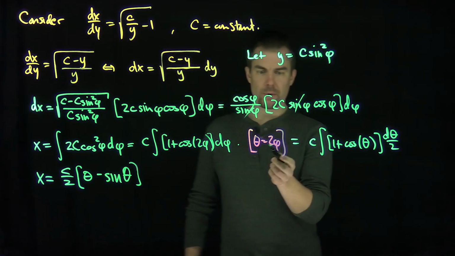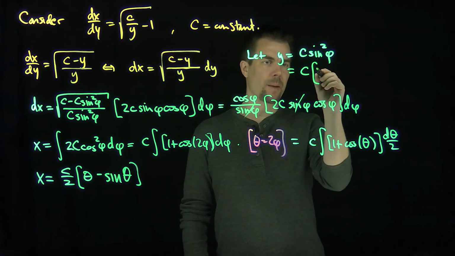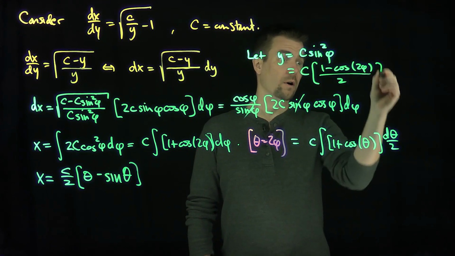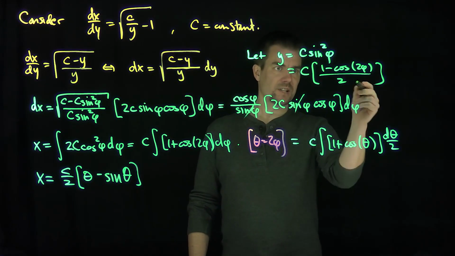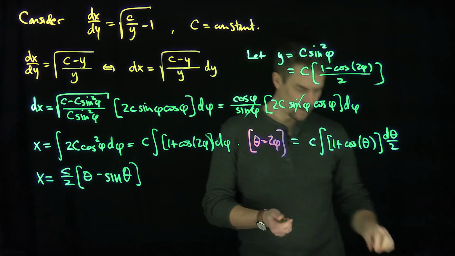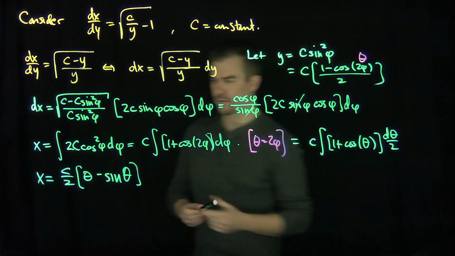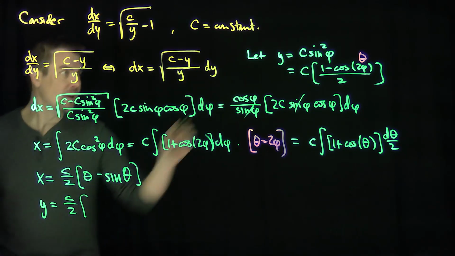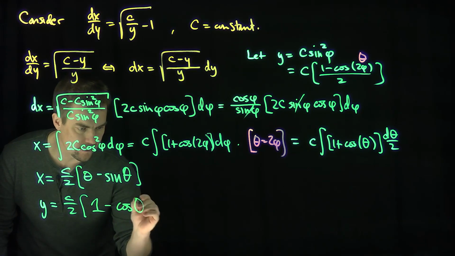Now we can figure out what y is. Let's recall the substitution we made. My y is c sine squared phi, and sine squared by power reduction is 1 minus cosine of 2 phi over 2. Since 2 phi is equal to theta, our parameterization for y is c over 2 times 1 minus the cosine of theta.